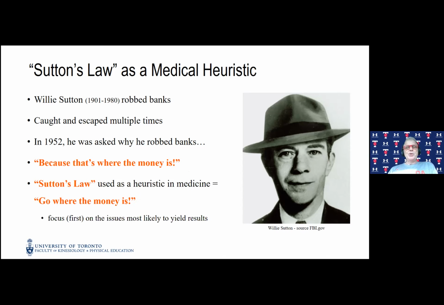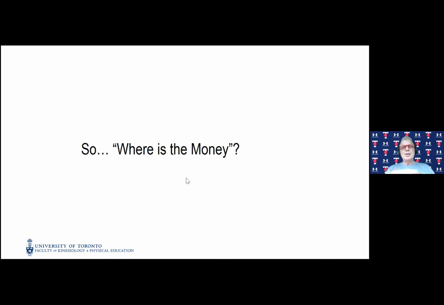And in medicine, we use Sutton's law as a heuristic, where we say, go where the money is. In other words, focus on the things that are most likely to yield results. Yes, there may be a 1 in a million chance of some rare fatal thing, but there's a much bigger chance of this, so let's focus on this right now. And so the question is, in the world of measuring all these different types of exposures in the denominator in injury surveillance, where is the money?